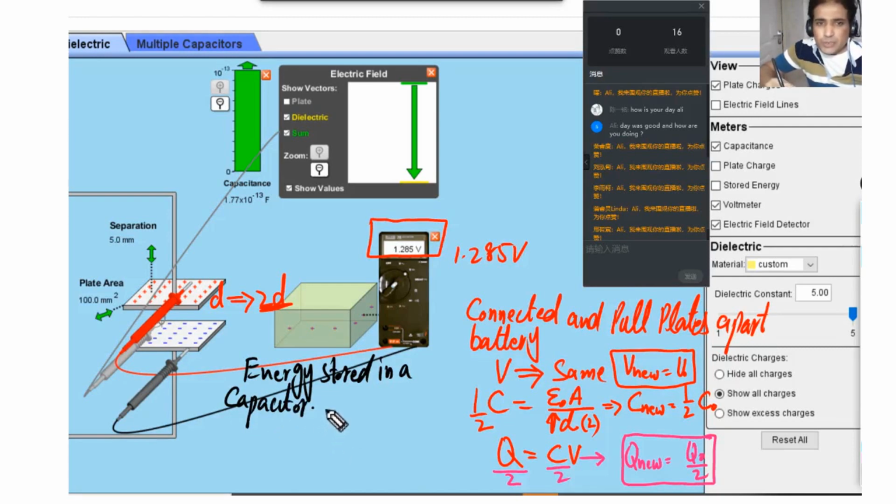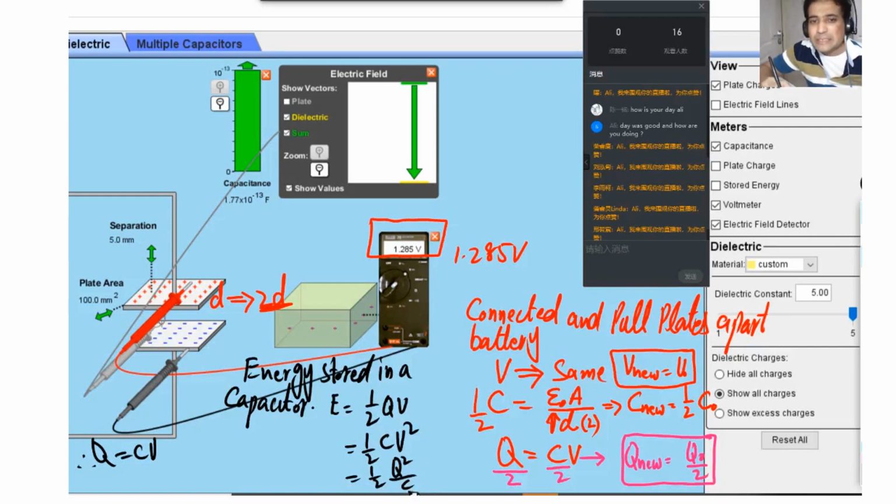Energy stored in a capacitor, we can calculate that E is equal to 1/2 QV. We can also write this as 1/2 CV squared, where C is the capacitance. We can also rearrange this formula using Q is equal to CV. If we rearrange a little bit, we can write this formula in terms of Q and C. So what we will get is 1/2 Q squared over C.